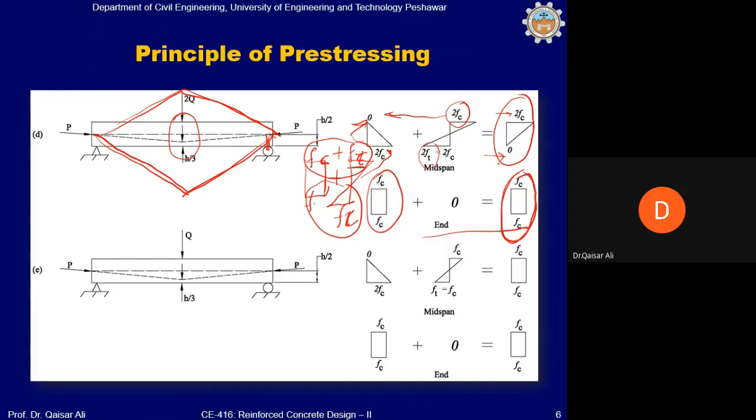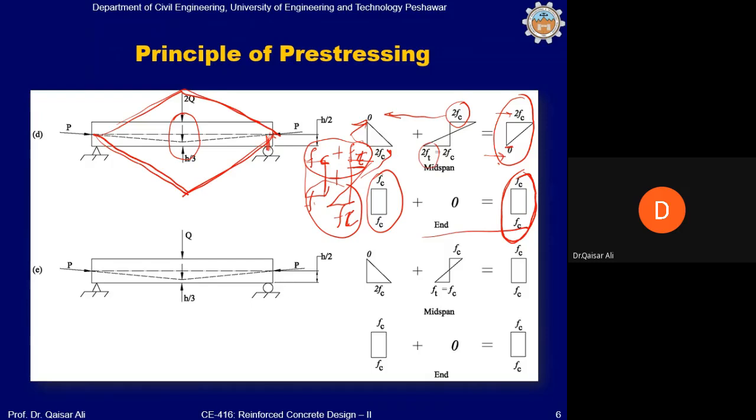At any location between the midspan and the end of the beam, you will have compressive stresses less than 2FC, and you will not have any tensile stresses. You will also have compressive stresses in the lower part of the beam at this location that will be greater than 0 and less than FC.